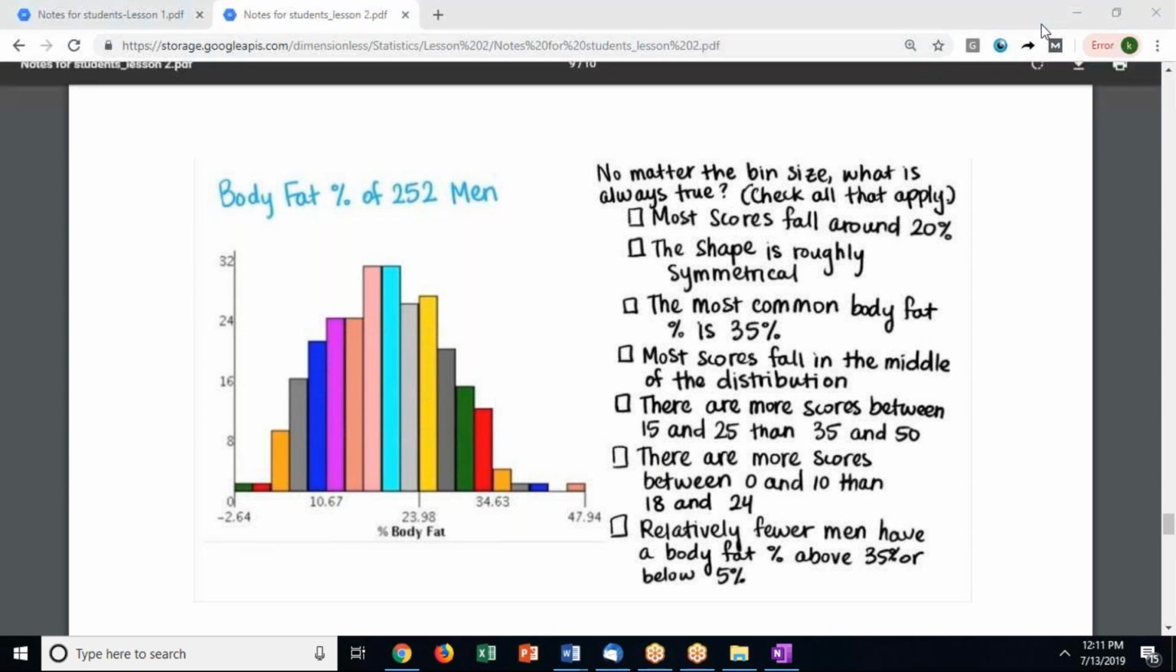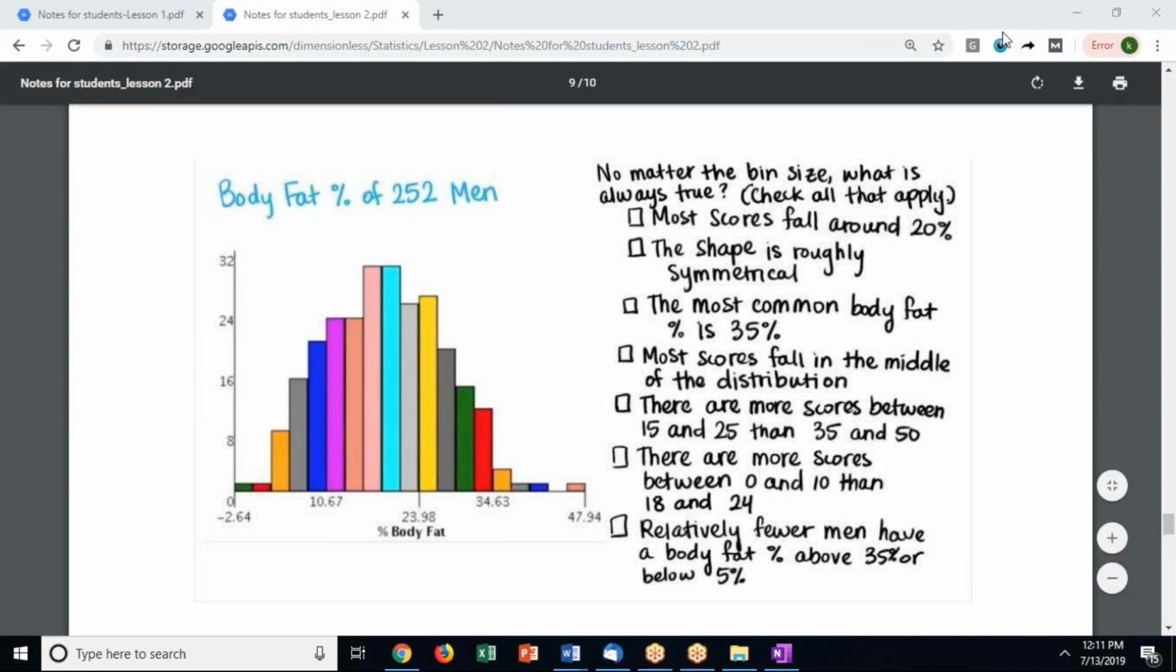Okay, most scores fall around 20%. True or false? Yeah, true. This is true, irrespective of the change in bin size. The shape is roughly symmetrical. As of now, it seems symmetrical, but if I change the bin size, will that remain symmetrical or not? We'll see that through an applet later, so I'm keeping this pending. Most common body fat percent is 35%, so that's incorrect; it's in the middle of the distribution.